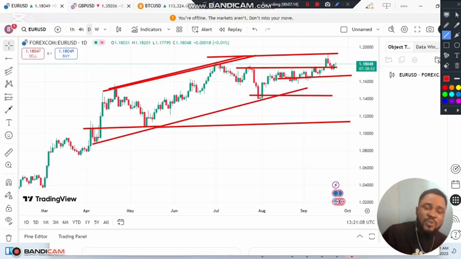For instance, when this was broken, it became support when price came to the same zone. Remember I told you that when price is below, resistance is on top. So when price broke this particular support, when price was here, it went to this point and then met that resistance and then came here. This place that was once a resistance has now become support.